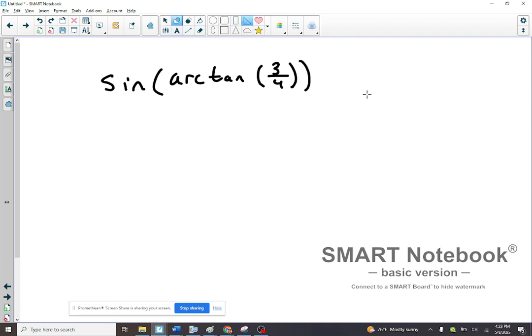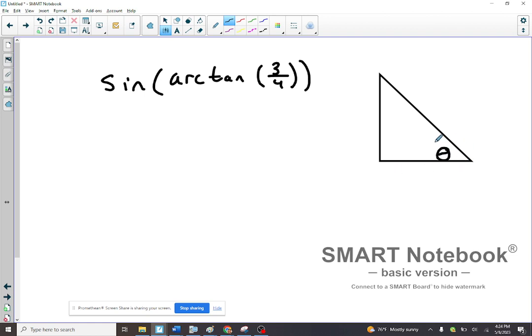Is there an easier way to do this though? Yeah, you definitely don't want to do it this way, because 3 over 4 is not any of my answers to tangent questions. What we can do is say it's some mystery angle theta, where, because it's tan, the opposite is 3 and the adjacent is 4, which means I can fill out this triangle. This is a 3, 4, 5 right triangle.